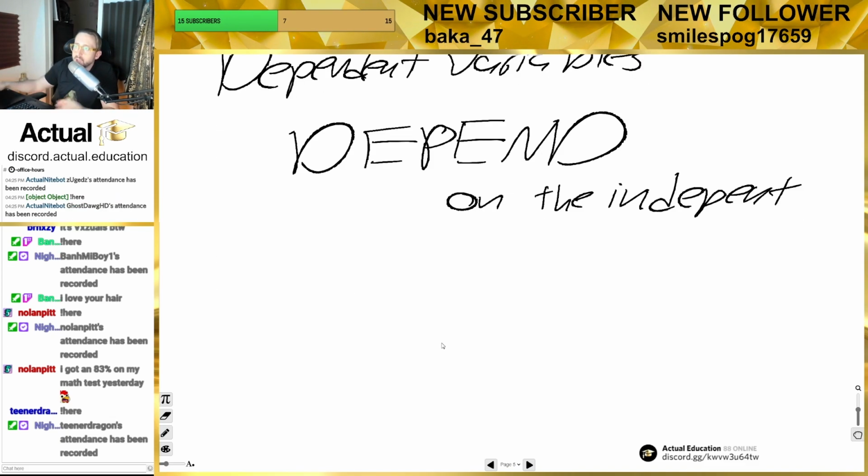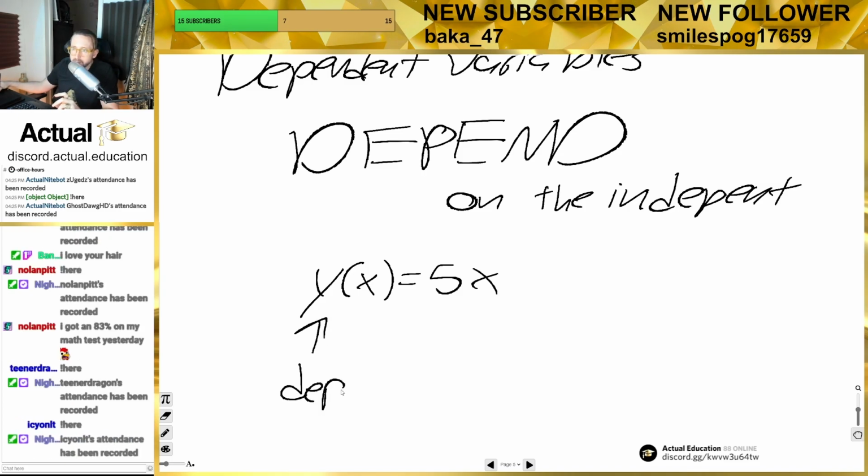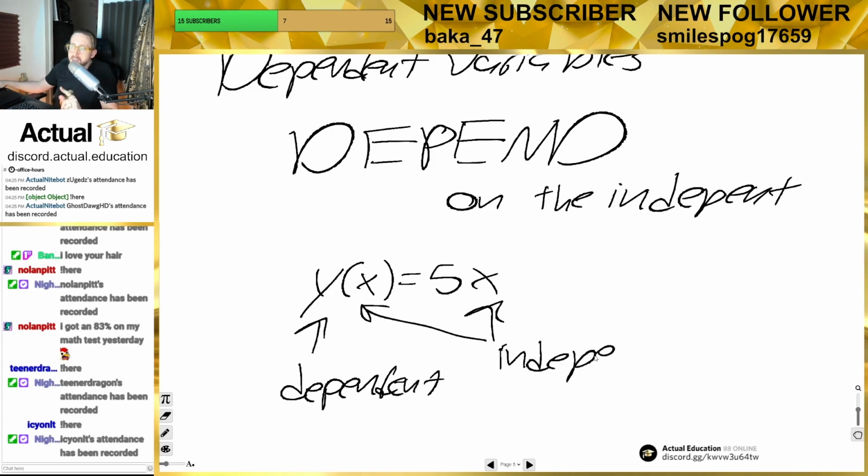That's why, for instance, you have y of x is equal to 5x. This y is the dependent variable, and this x is the independent variable. The independent variable is the thing that you change. So you change the number of games you've played, and as a result, the number of kills, the dependent variable y, is what changes based on the number of games you've played.